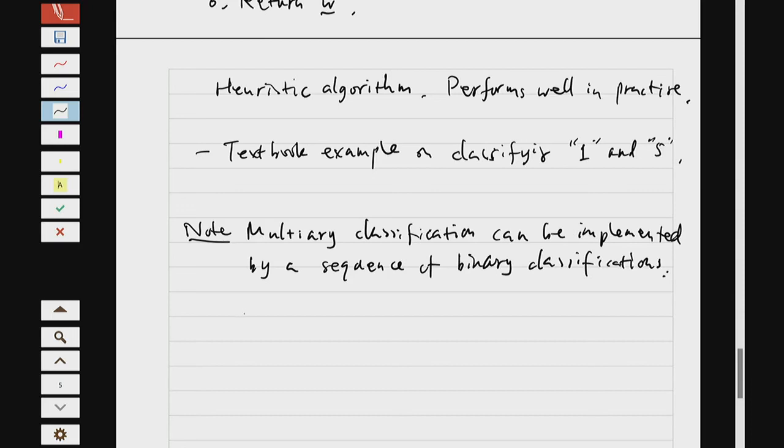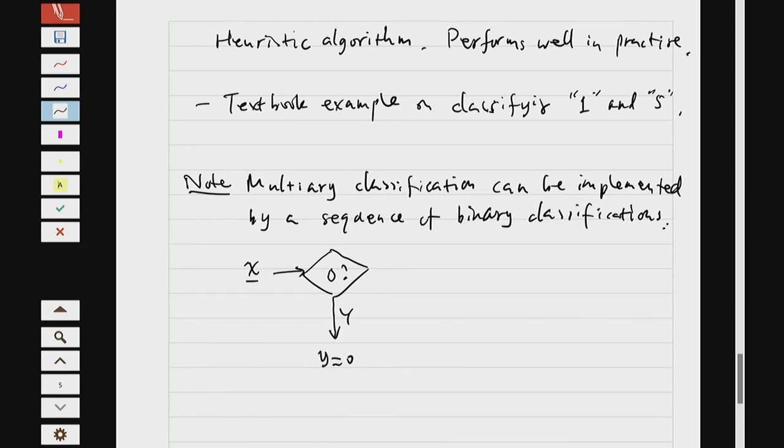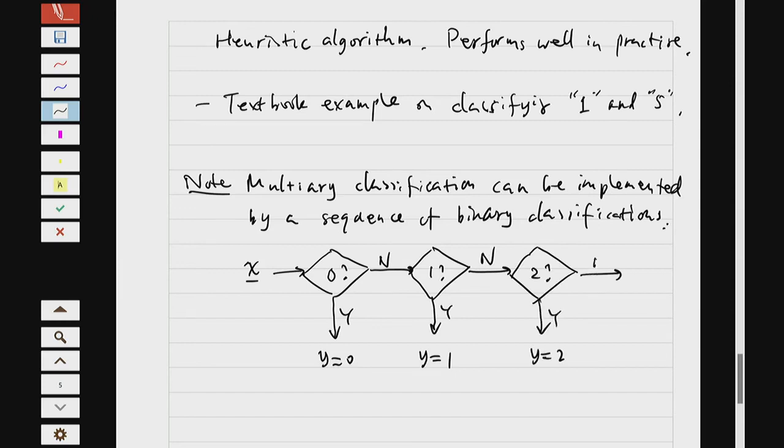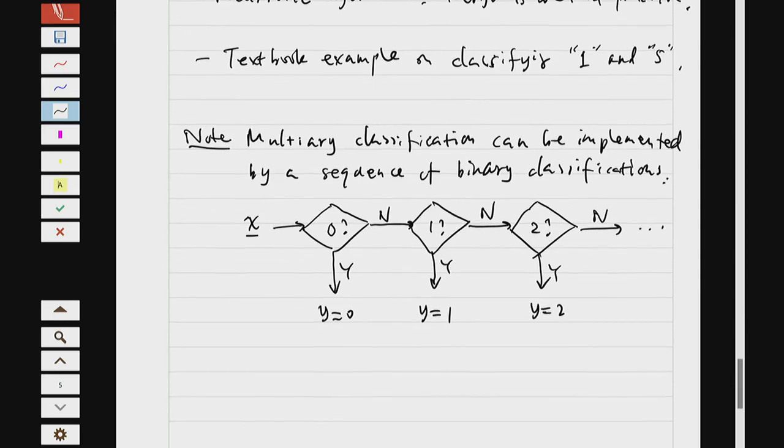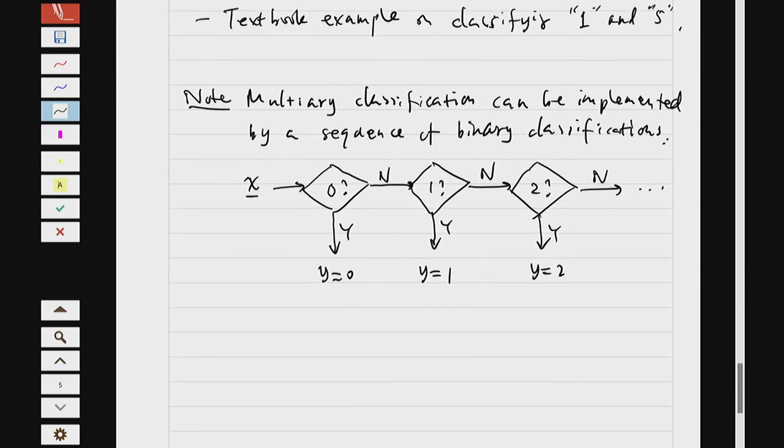Right? So I send this digit image in. Well, let's start from 0. You ask, is it a 0 or not a 0? If yes, it is a 0, then of course your output label is 0. If it's no, then you continue. Then you ask, well, is it 1? If yes, then you output 1. If no, then you ask, well, is it a 2? If yes, then the output is 2. If no, then so on and so forth. In this case, if you do this, you just need 10 perceptrons.